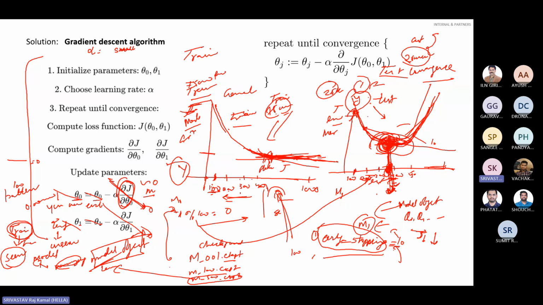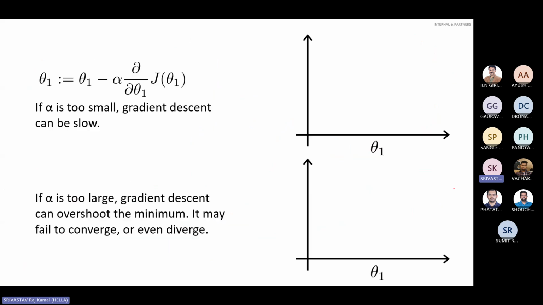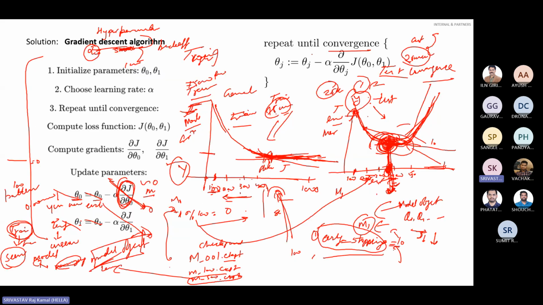Sorry, keep alpha initially. So there's a range. We start with some alpha in the range of trade-off between low to high, right? That's one thing we need to take care of. How do we do that? The term I remember is hyperparameter tuning, which we will see later, but it is not related to the gradient descent algorithm. We take the partial derivatives and keep updating until we reach convergence. How we reach convergence, we already discussed. So this is what the gradient descent algorithm is all about.